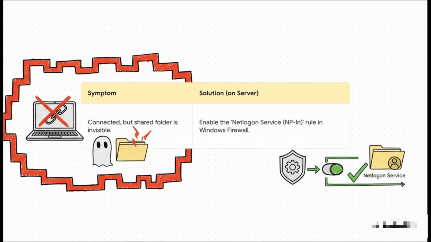Okay, here's another one. You're connected. Hooray! But you can't see your shared folder. What gives? This is almost always the Windows firewall on your server being a little overprotective. It's blocking the specific part of the connection that lets you browse files. The fix is easy. You need to find a firewall rule called netlogon service and enable it. You're basically just telling the firewall, "Hey, it's cool. This person is with me. Let him see the files."